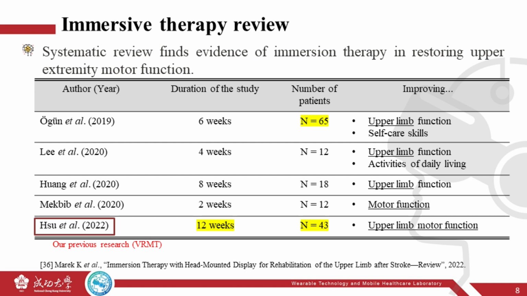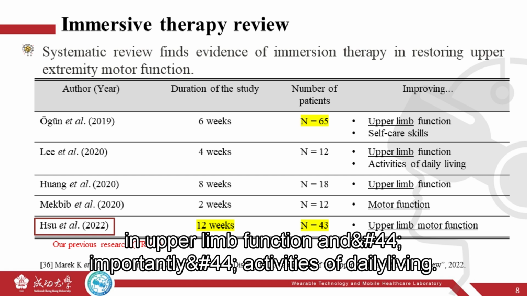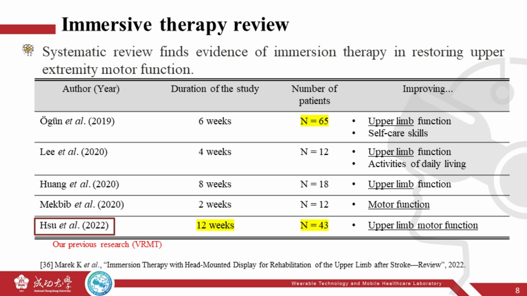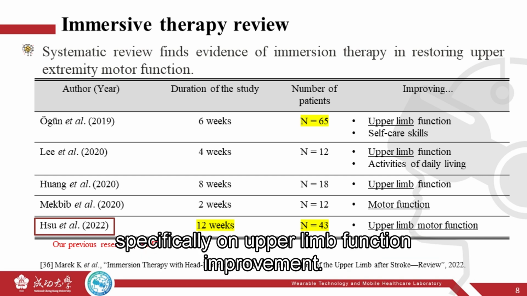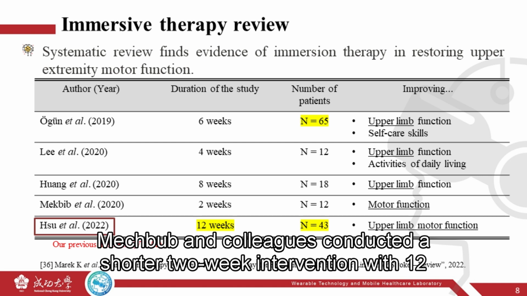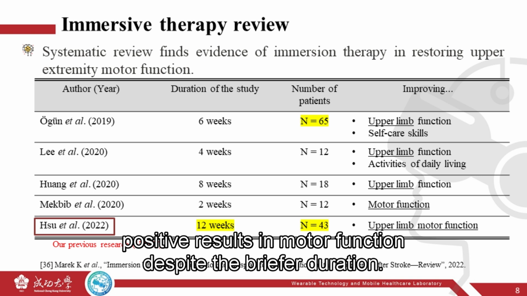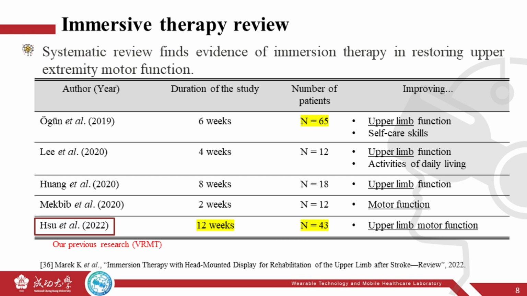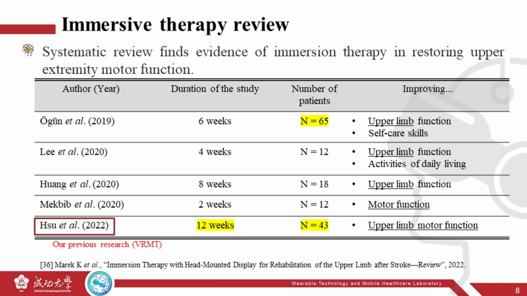Lee et al. in 2020 conducted a 4-week study with 12 patients, demonstrating improvements in upper limb function and, importantly, activities of daily living. Huang's team, also in 2020, extended their study to 8 weeks with 18 patients, focusing specifically on upper limb function improvement. Mekbub and colleagues conducted a shorter 2-week intervention with 12 patients, showing positive results in motor function despite the briefer duration. And finally, I'd like to highlight our previous research, Xu et al.